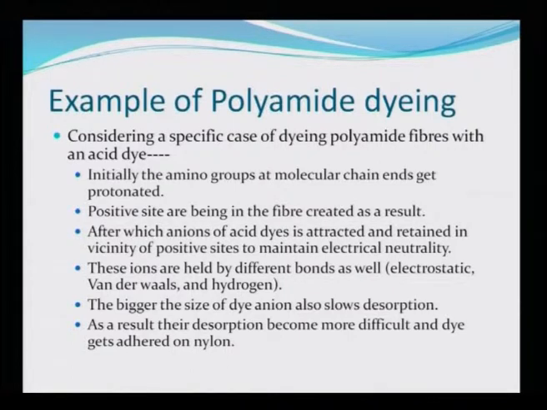Let us take a deeper look at the dyeing process. Consider a specific case of dyeing polyamide fibers with an acid dye. Suppose we take an acid dye, how will that behave in this situation? Initially, the amino groups at the molecular chain ends get protonated. Positive sites are created in the fiber as a result, after which anions of the acid dye are attracted and retained in the vicinity of the positive sites to maintain electrical neutrality.